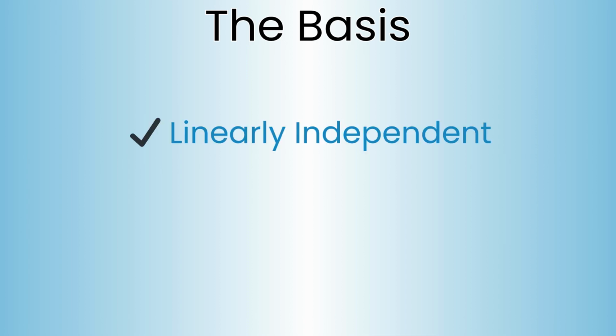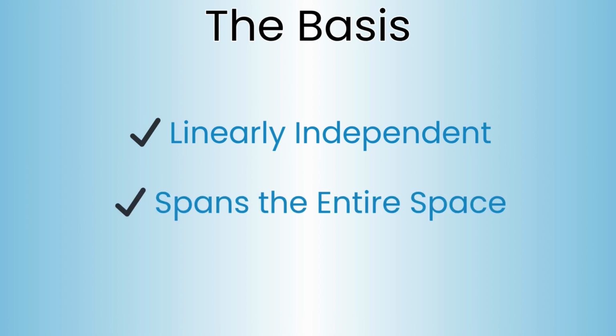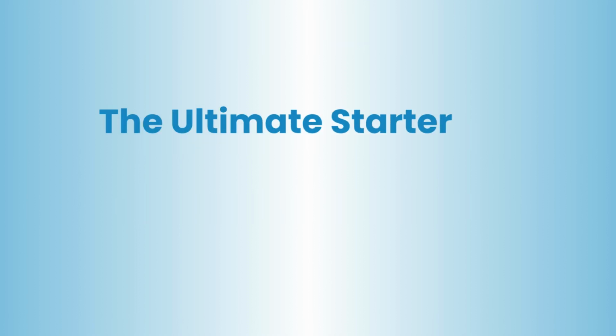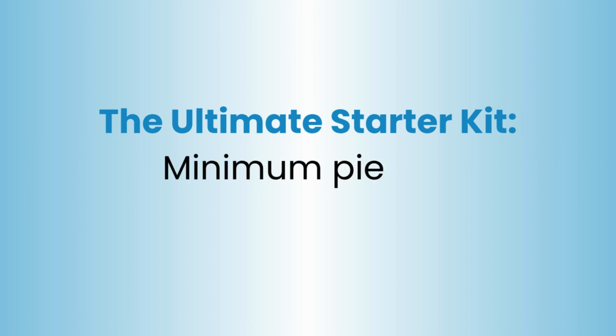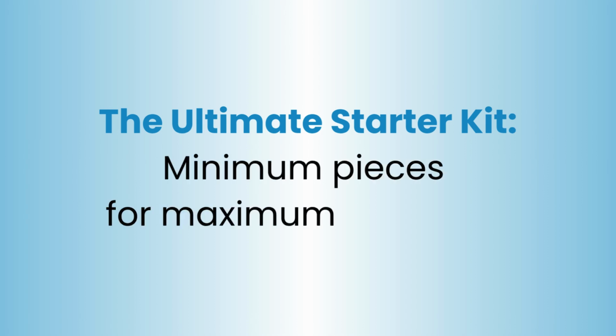This brings us to the star of the show, the basis. A basis for a vector space is a set of vectors that satisfies two strict conditions. One, the set must be linearly independent. And second, the set must span the entire space. A basis is the ultimate Lego starter kit. It contains the absolute minimum number of unique, non-redundant pieces you need to build every single thing possible in your world.